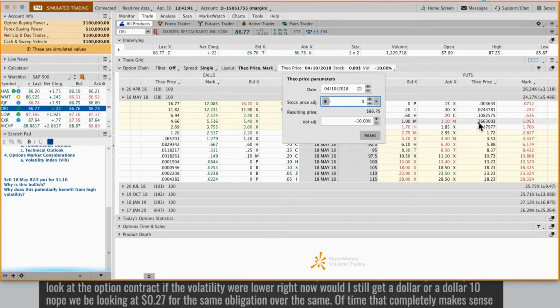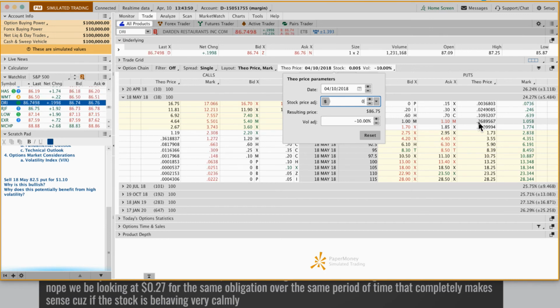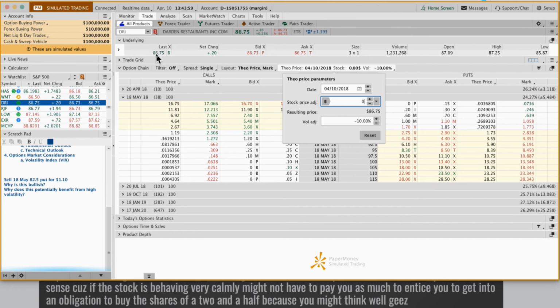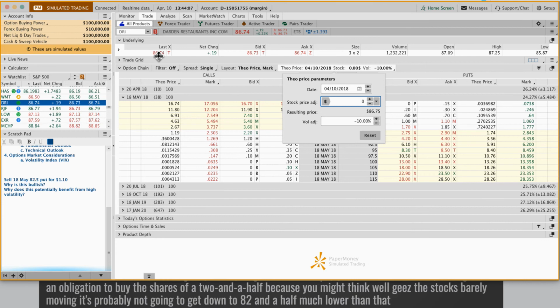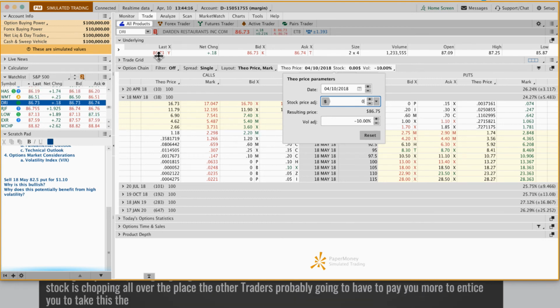That completely makes sense. Because if the stock is behaving very calmly, the other trader might not have to pay you as much to entice you to get into an obligation to buy the shares at 82.5, because you might think, well, geez, the stock's barely moving. It's probably not going to get down to 82.5, and even if it does, it probably won't go much lower than that. On the other hand, if the stock is chopping all over the place, the other trader is probably going to have to pay you more to entice you to take this position. That is the impact of volatility. So I just wanted to illustrate that.